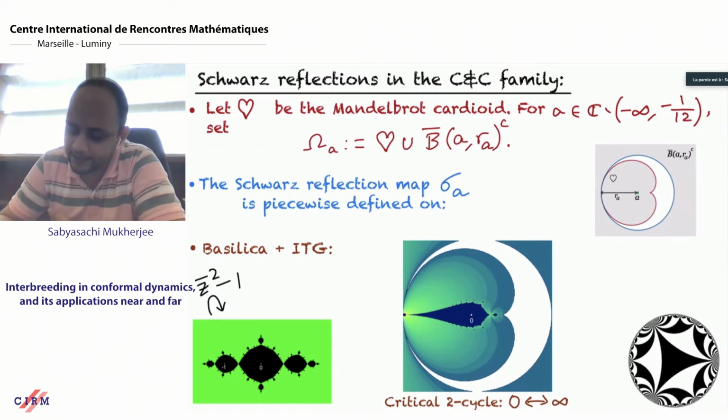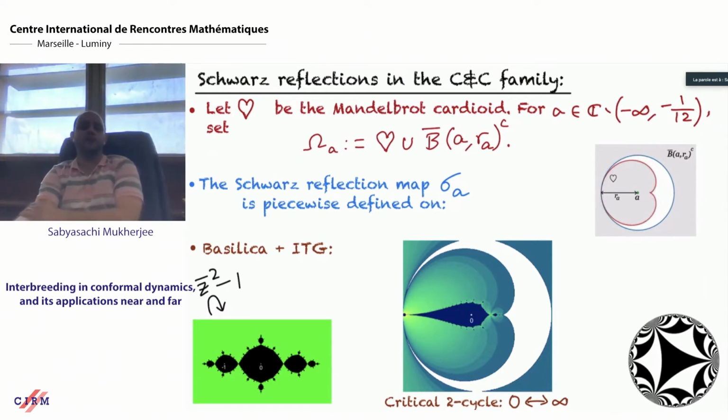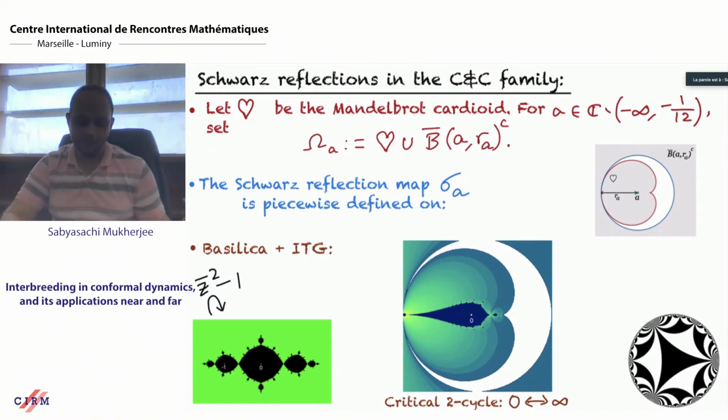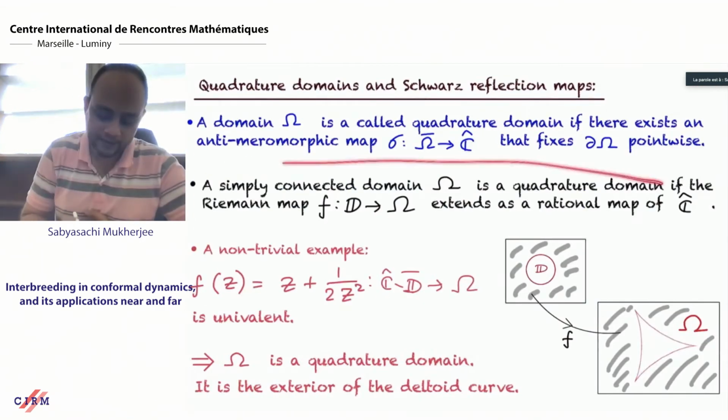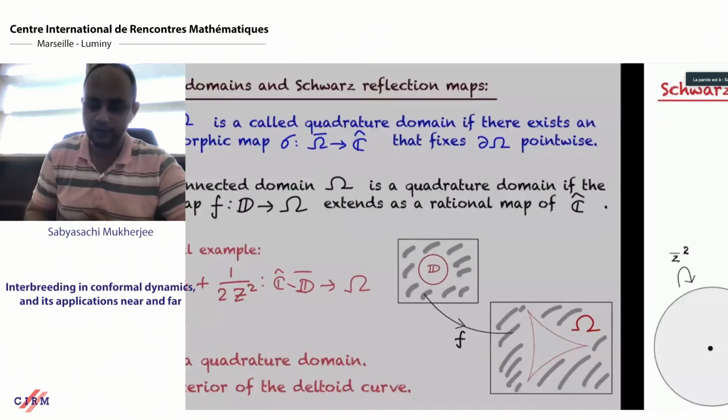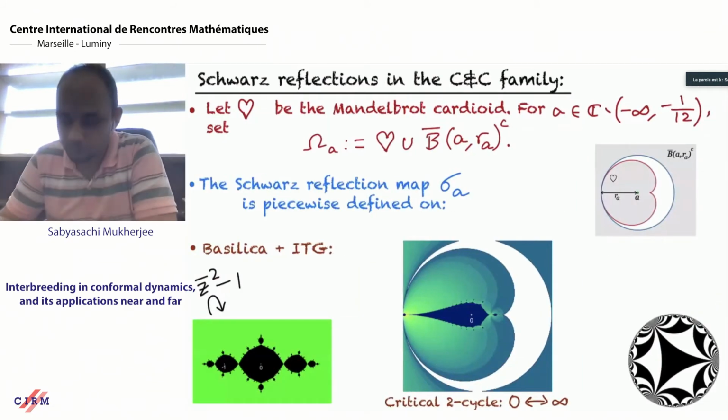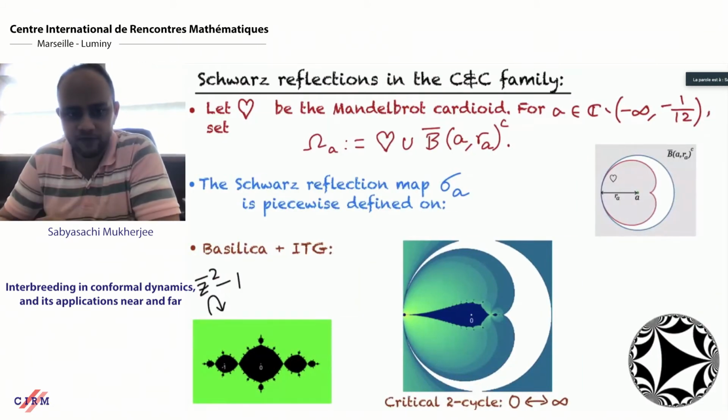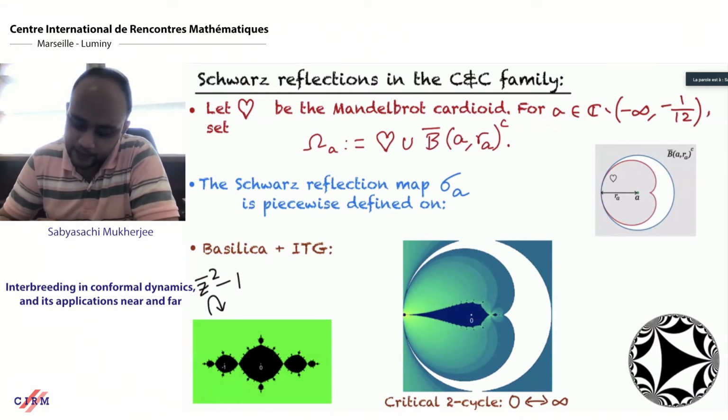So what is this thing? You take the principal cardioid of the Mandelbrot set. So we all know that the principal cardioid of the Mandelbrot set has a Riemann map, which is a polynomial. Therefore, by this fact, the principal cardioid of the Mandelbrot set is a quadrature domain. But the Schwarz reflection map of the domain itself is not so interesting. So instead, you define this partial dynamical system.